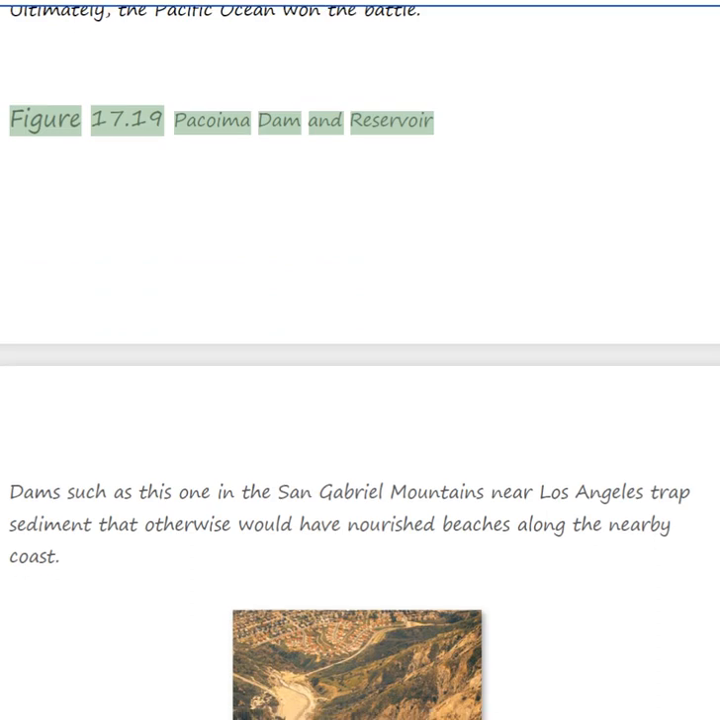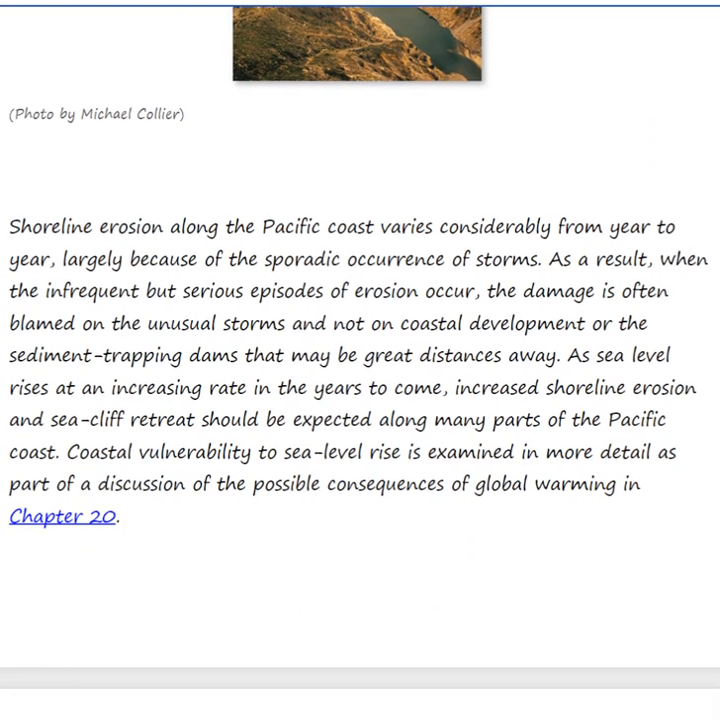Figure 17.19 Pacoima Dam and Reservoir. Dams such as this one in the San Gabriel Mountains near Los Angeles trap sediment that otherwise would have nourished beaches along the nearby coast.